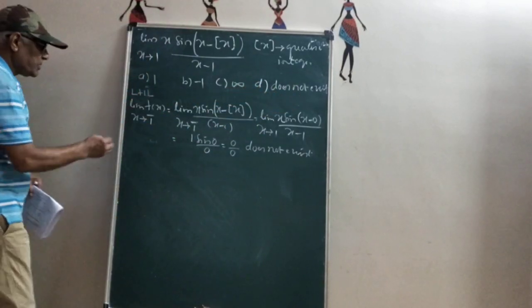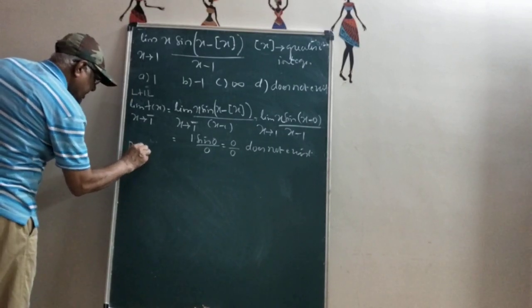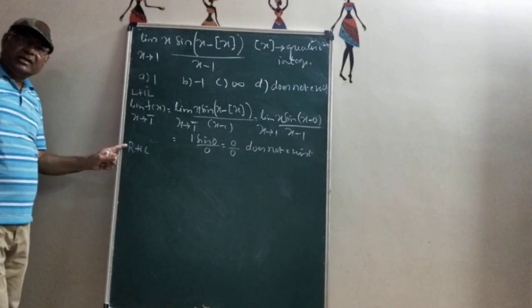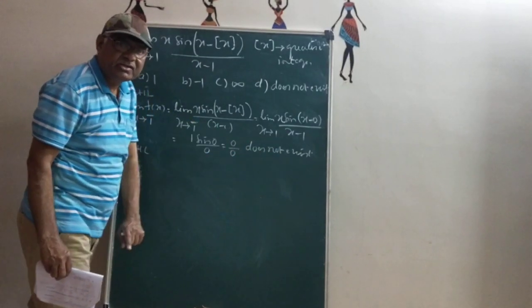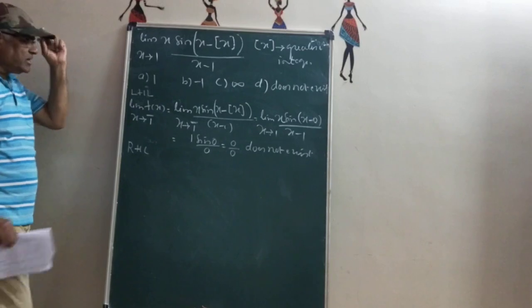Even then, for your purpose, I am going to calculate the right hand limit. Actually it is not necessary to calculate the right hand limit, because one of the limits is already not existing here. That means the whole limit is not existing.